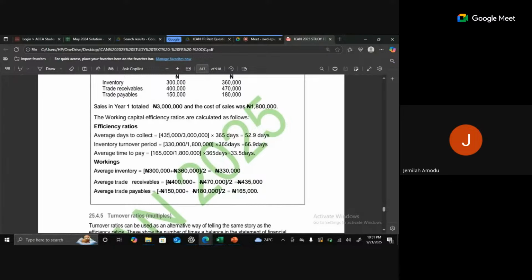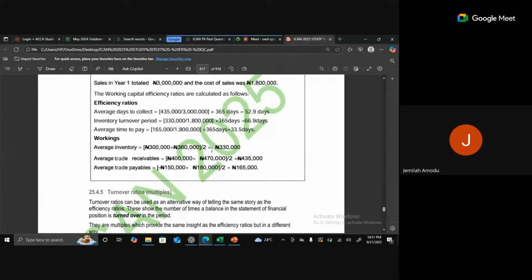Your average collection days is 435 over 3 million. And where is the 435? I'm coming. 435. Yeah, 400,000 plus this. It's just them taking the average of this, average of receivable, average of this, right? And it's the average that is used to divide all over whatever you're using based on the formula. So that's just basically it, right?